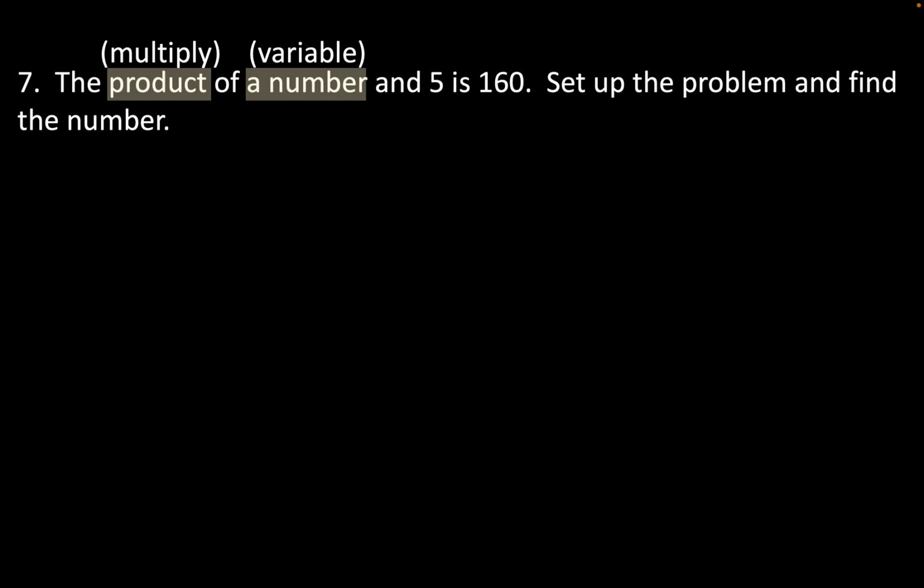So how do you write the multiplication of a variable like x and 5? Remember, the way you write it is just by putting 5x. Is, of course, means equals 160, and there is our problem. So when you see the word product, it means multiply. So you just take the two numbers, write them as a multiplication, which is 5x equals 160, and then you solve as usual.